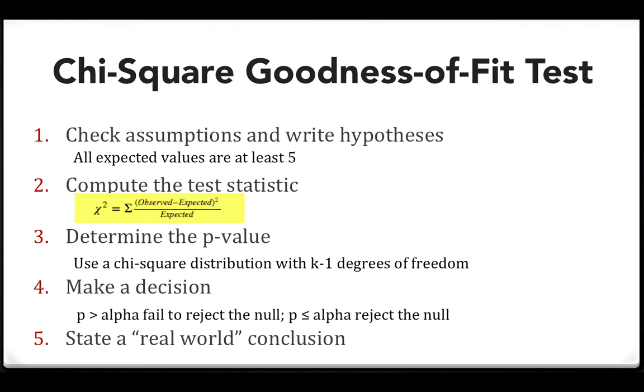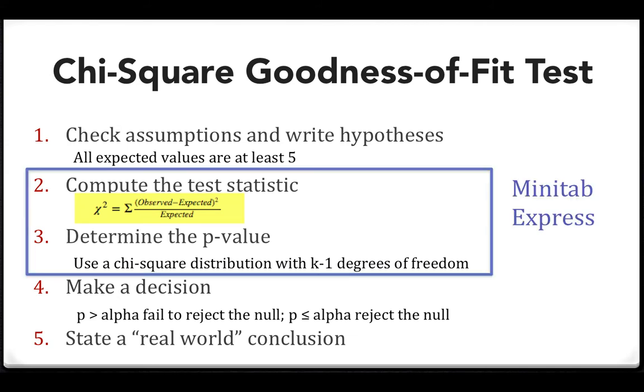This is where you would go back to your original research question to state whether or not you have evidence of a difference in the population. Steps 2 and 3 can be conducted with Minitab Express. You should not be worrying too much about the math in this lesson. You should focus on the underlying concepts.